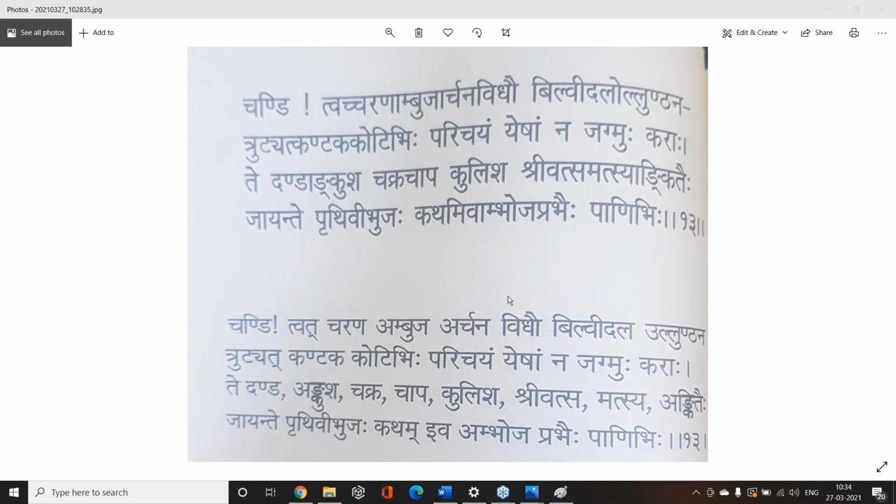So before we begin with our session today, let me read the shlok from this Panchastavi, number 13. This is 13th number shlok.